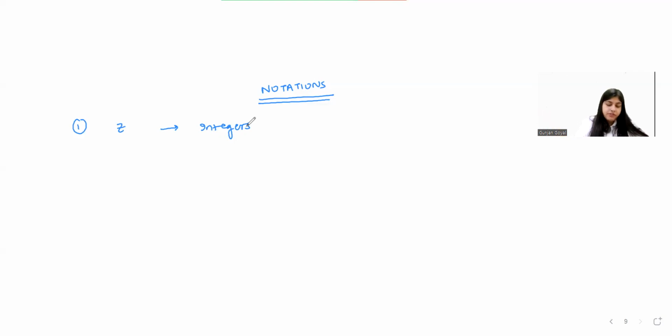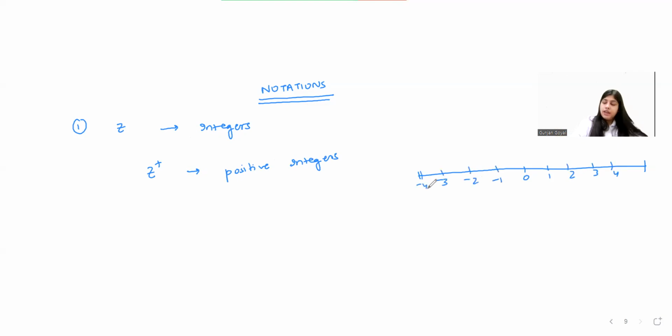Integers can be both positive and negative. If I write Z plus, it means positive integers. Z plus means positive integers. So on a number line, if this is 0, 1, 2, 3, 4, and this is minus 1, minus 2, minus 3, minus 4, then on the right hand side we have the positive integers, this is Z plus, and Z minus is from the negative side. And integers include zero as well. So zero is an integer.